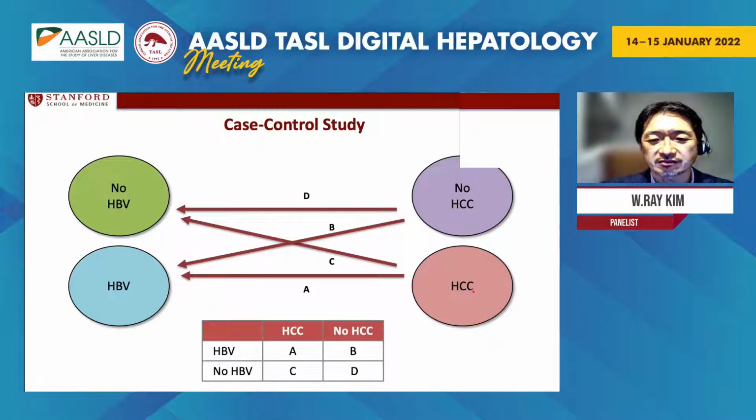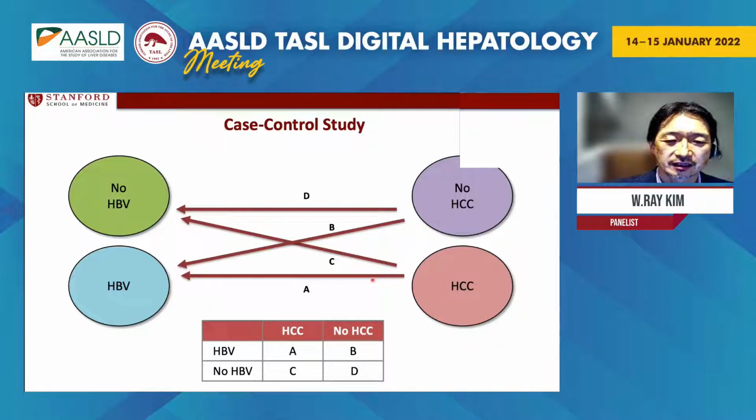So here, HCC are cases, no HCC are controls. Sometimes people get confused that hepatitis B is case and no hepatitis B is control. That is not the case. In a case control study, cases are those with disease and controls are those without disease. So once you have identified who has the disease or not, and then you track down who has exposure or not, okay? Once you have done that, then you have a similar 2x2 table here.